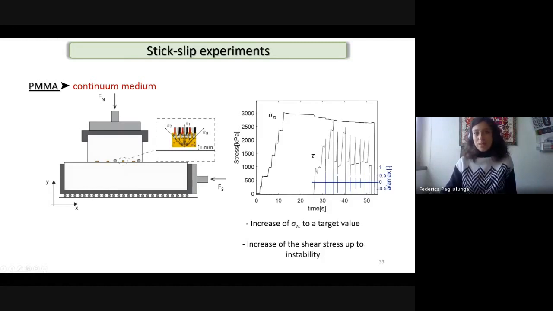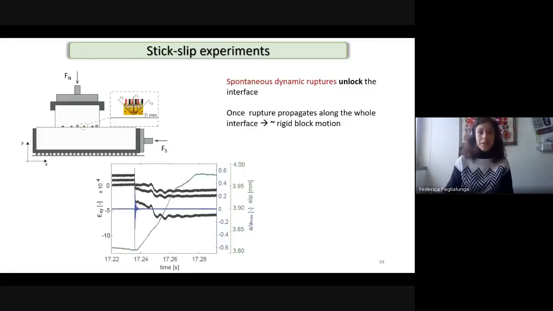So what we did was quite simple. The two blocks were pressed one against the other, applying a normal load that was increased up to a target value, which was then kept constant, and shear stress was increased in order to induce instabilities along the interface, as we can see in the right figure with all the stick-slip series. So what happens during an event? There is a spontaneous propagation of a dynamic rupture, which literally unlocks the interface and allows the two blocks to slip one against the other in a rigid block motion.